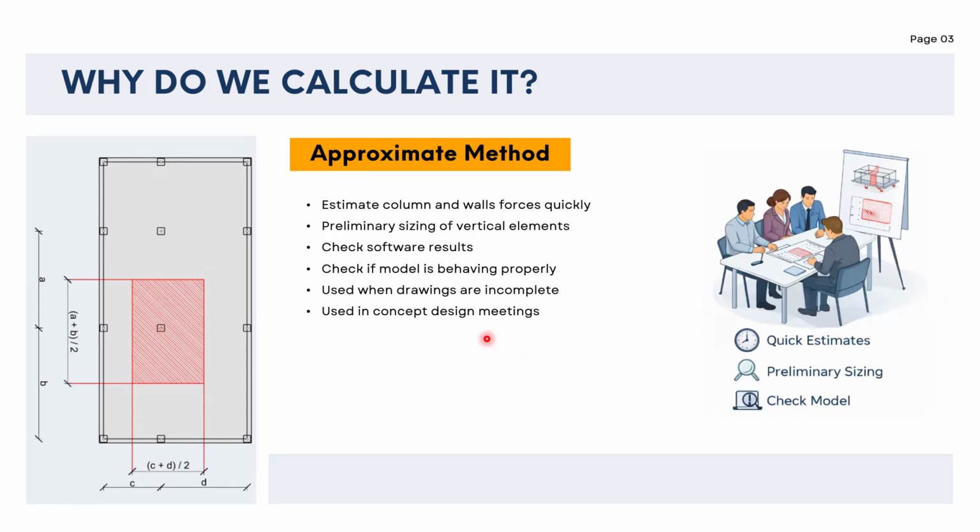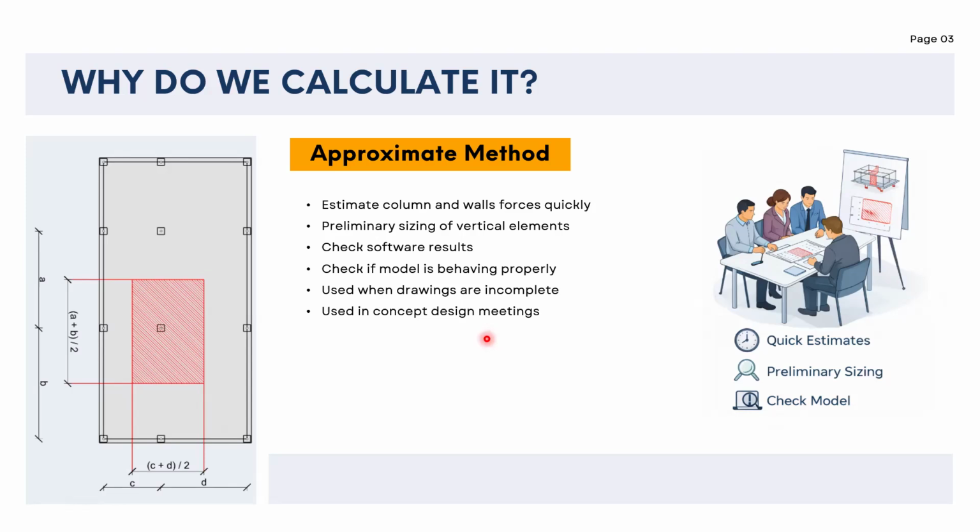When the architectural plans are received, sometimes we need to use an approximate method to do fast calculations, just to check whether these columns will be used or not, even before we build a model. Okay, so we might use this method in order to quickly size the vertical elements just for schematic design.